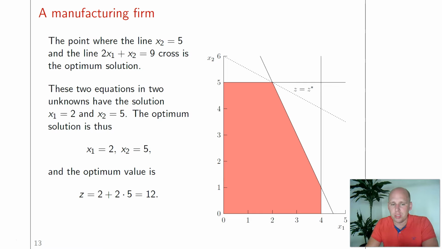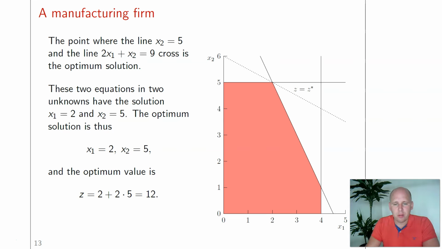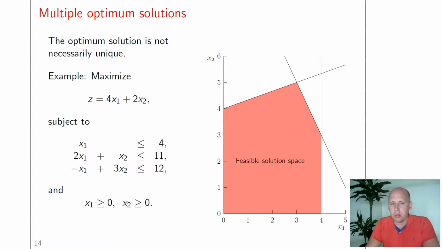And indeed 14 cannot be reached. That's what we already realized. The highest value for z that can be reached is the 12. So that's what you see over here. So in this case we have that the optimal solution is unique. That's not always the case. It can also be like what we see over here.